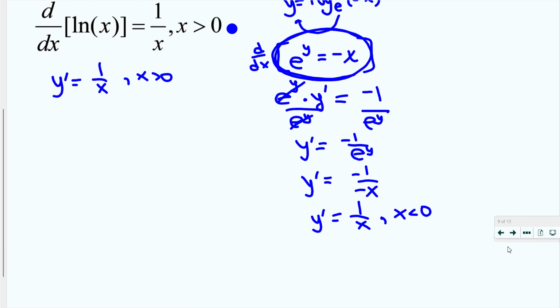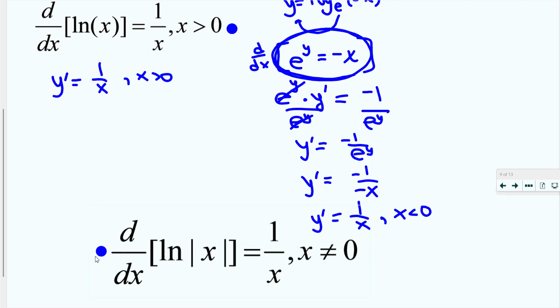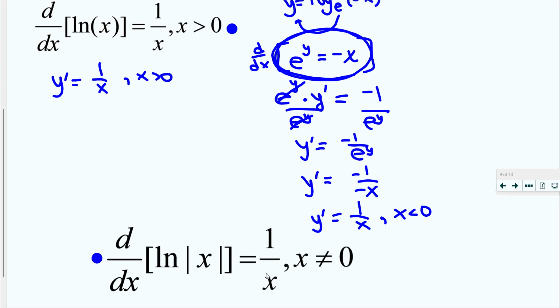So let's put that all together. What we've done is we've proved that the derivative of natural log of x is 1 over x when x is positive or negative. It can be anything except 0, again, because I cannot take the natural log of 0. That would be undefined. So the derivative of natural log absolute value of x is 1 over x, where x cannot equal 0. Now that we've proved it, we can use it for all questions that follow, and we can also use it for future proofs as well.